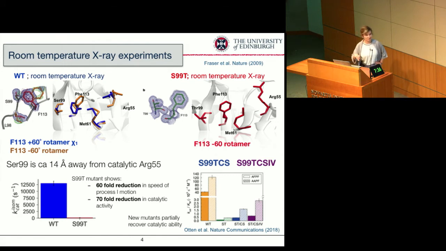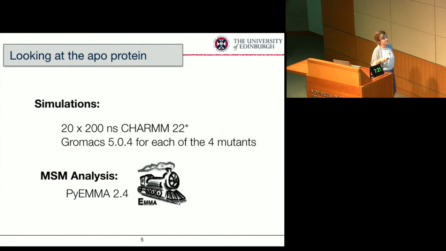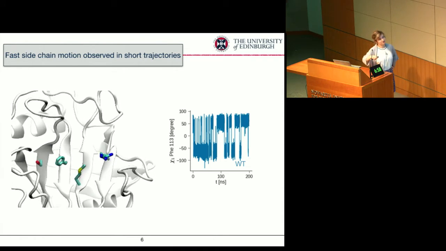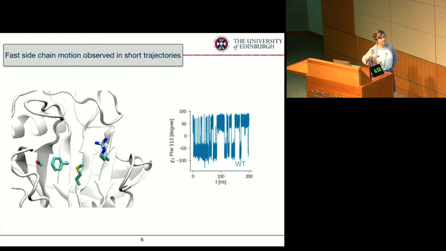The reason why we got interested in assessing this catalytic activity is because in Jordi's simulations we saw a lot of movement of this phenylalanine 113. So we wanted to investigate that a bit further. We started by looking at the apoprotein and generated 200 nanoseconds of data for the 4 mutants, and then did a very simple MSM analysis, looking at a bunch of side chains. But before we even go into the MSM analysis, we see a lot of transition of this phenylalanine here. This is a single trajectory trace, and yes, it flips up and down quite a lot.